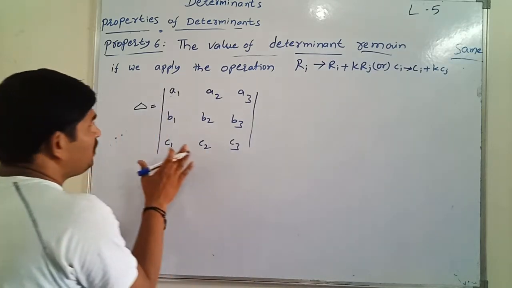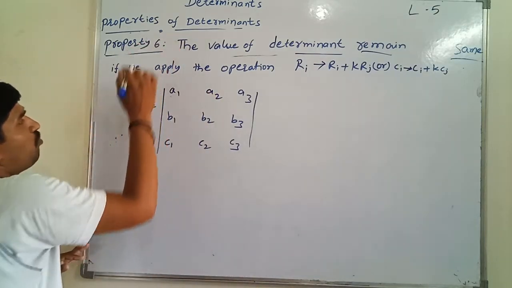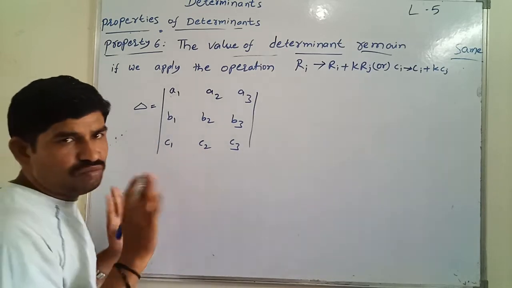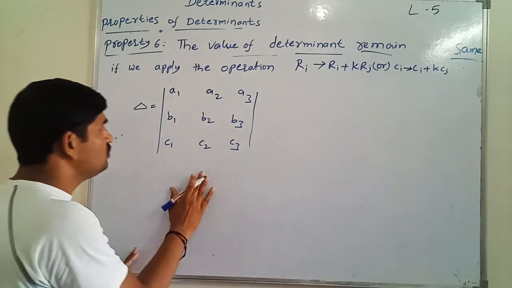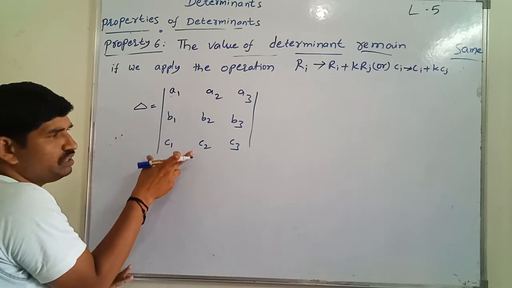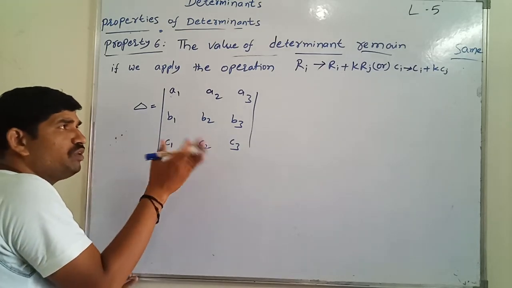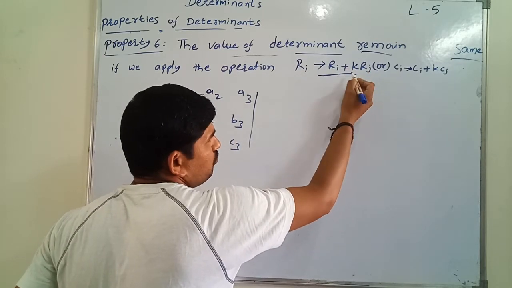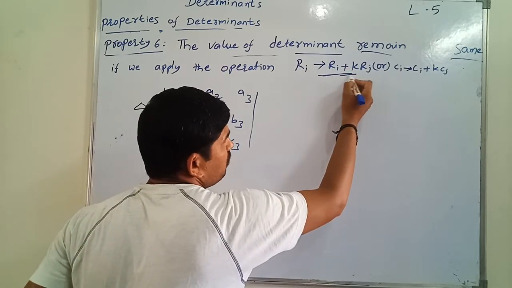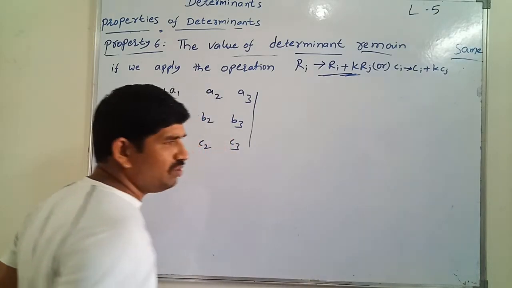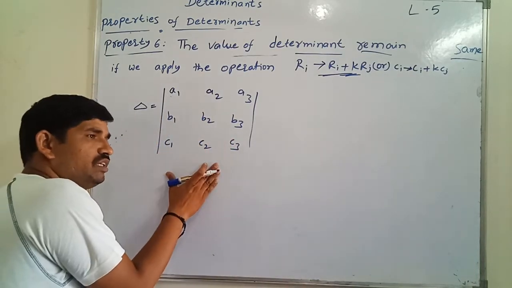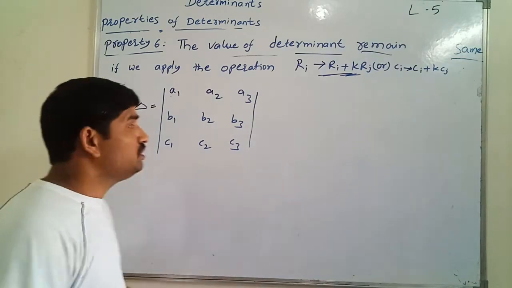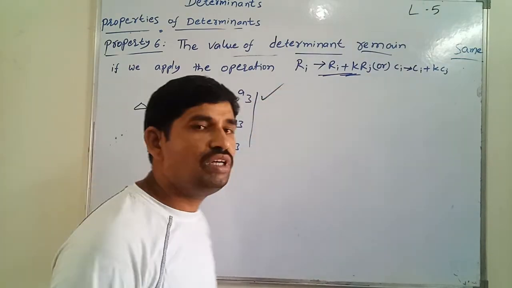I can explain this property by using this determinant. Within 1 minute I will complete this. I won't take more time on this. This is the determinant. If you apply the row operation or column operation on this determinant, the value of the resulting determinant is equal to the given determinant. That's all.